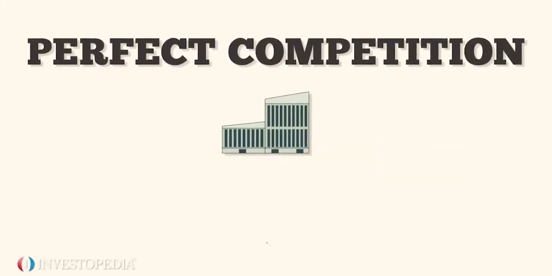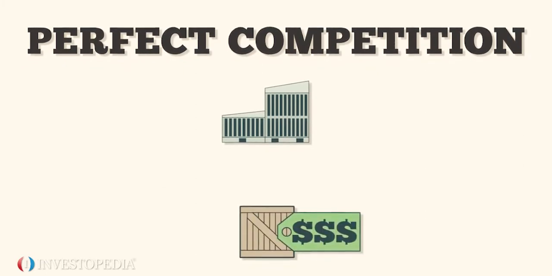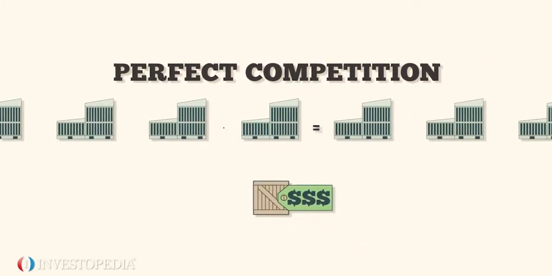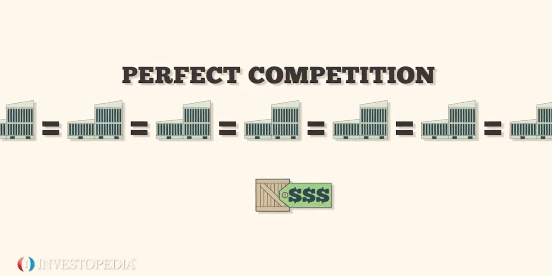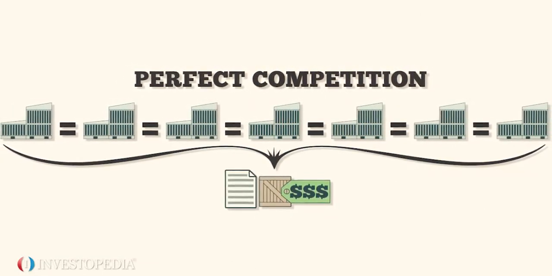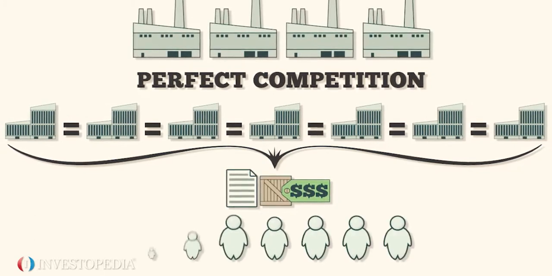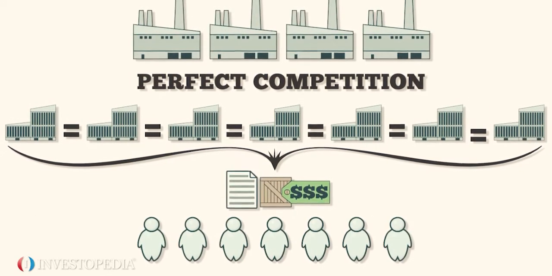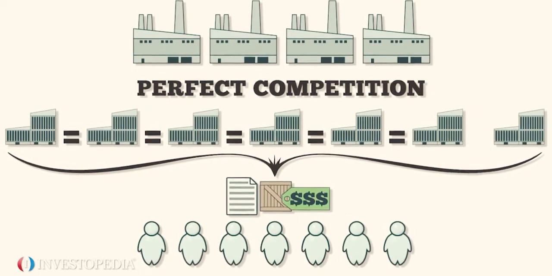In perfect competition, no single firm controls prices. There are no barriers to entry or exit. All firms sell the same products and services. They all have the same industry knowledge, and there's a large number of suppliers and buyers. If any of these conditions are absent, it's an imperfect competition.